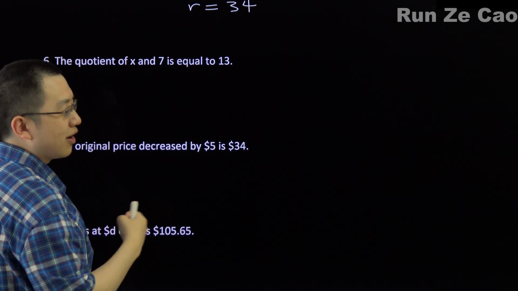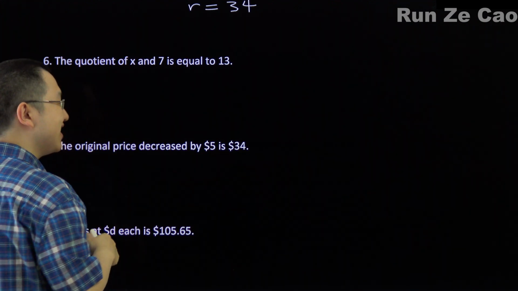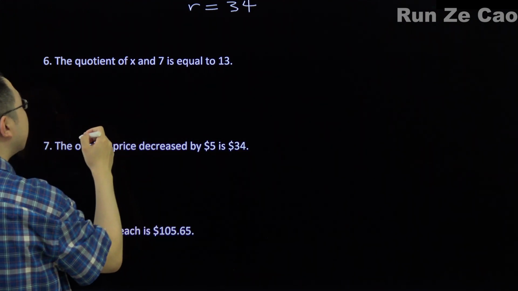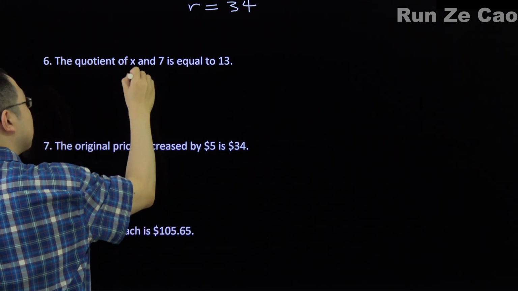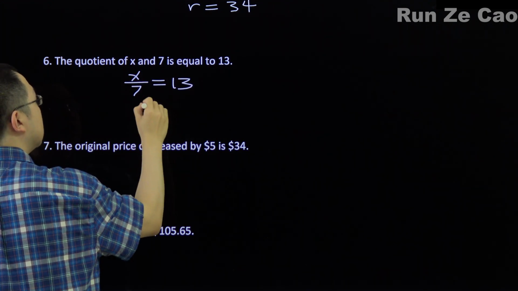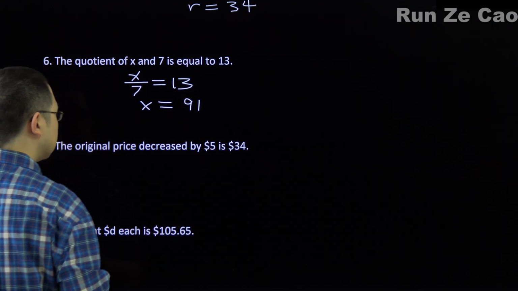You don't say the product of division. It should be what is produced when you divide. Yeah, product is for multiplications. So the quotient of X and 7 is going to be X over 7 is equal to 13. X is equal to 91.